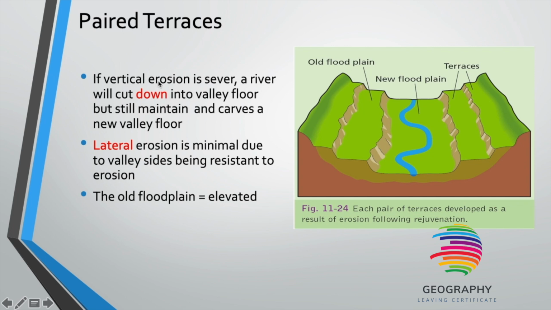Vertical erosion, so the cutting down, replaces the lateral erosion. Why? Well, because we have more slope. We have more slope, so it's faster moving water, higher velocity of water, meaning more vertical erosion.